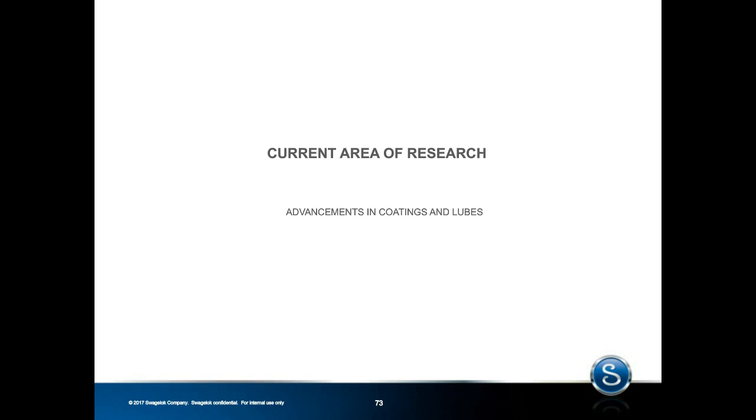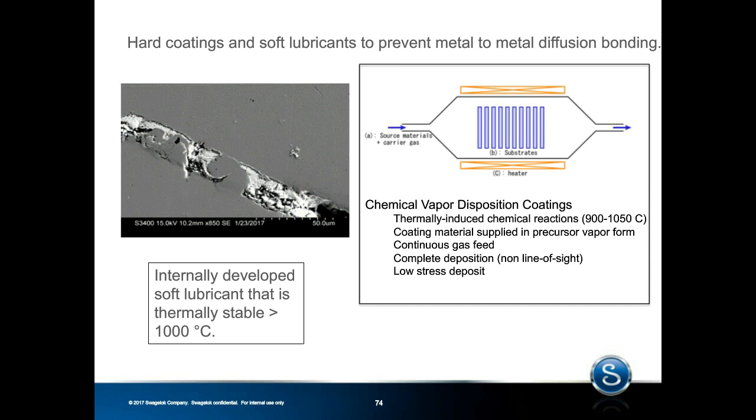That pretty much concludes what I had available to discuss with you, just to get sort of the basics of seal materials. My current areas of research have been on selecting hard coatings and soft lubricants to prevent metal-to-metal diffusion bonding. Some of the research that I'm currently working on, and the intention there is to find a better barrier than some common barriers such as silver plating, which tend to break down at higher temperatures.